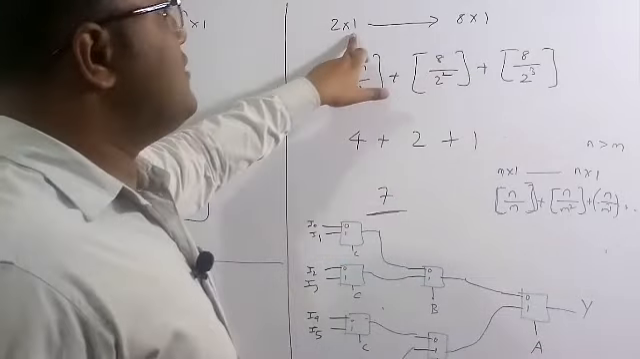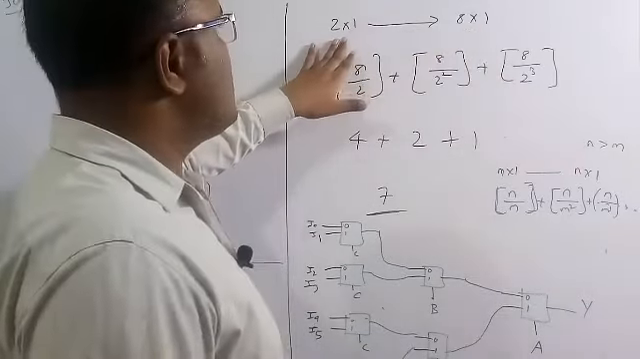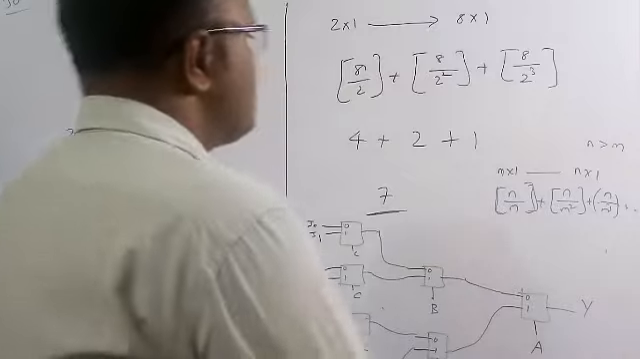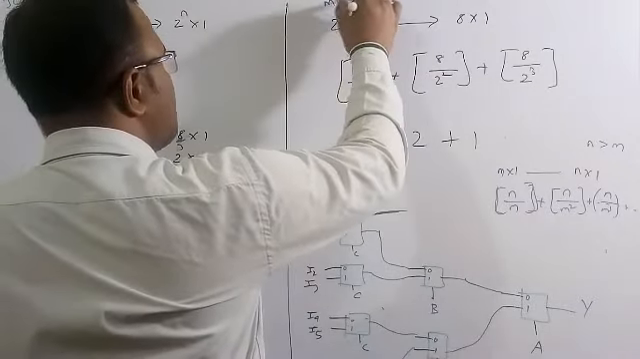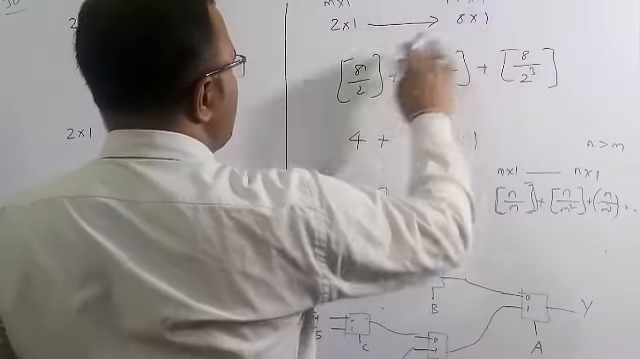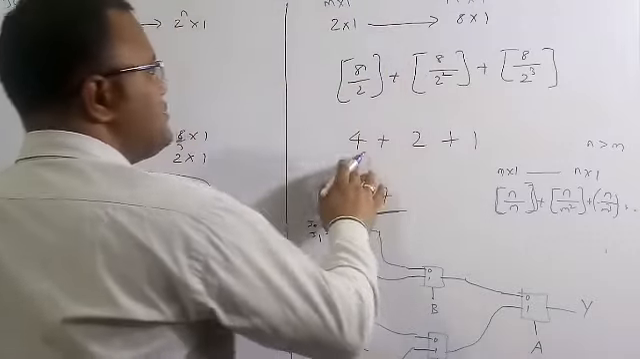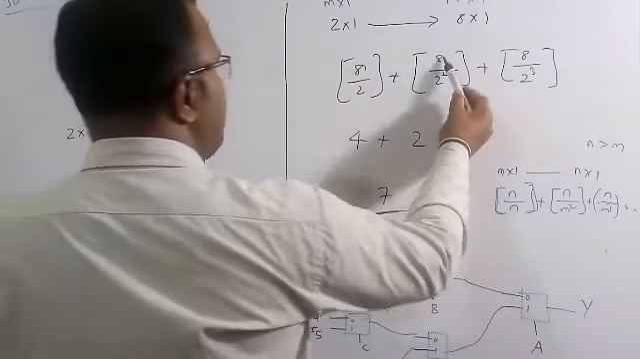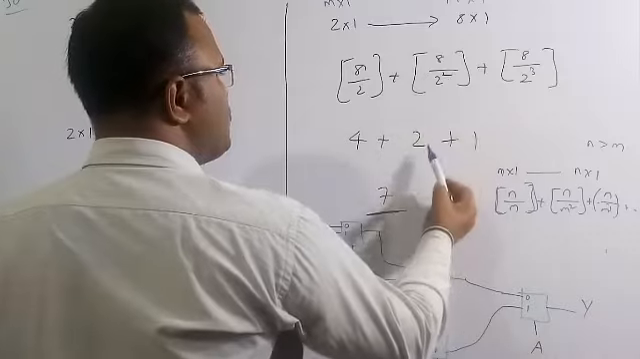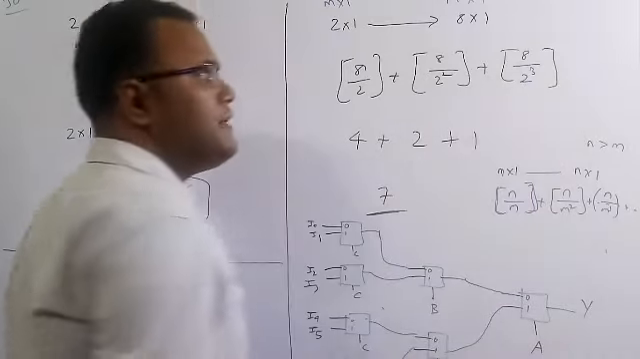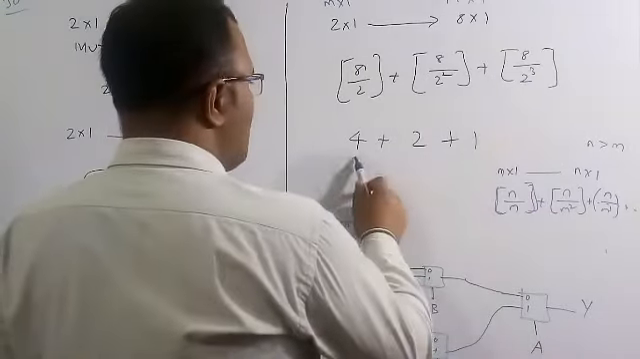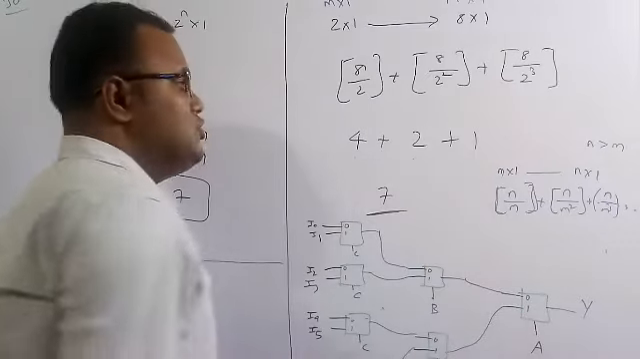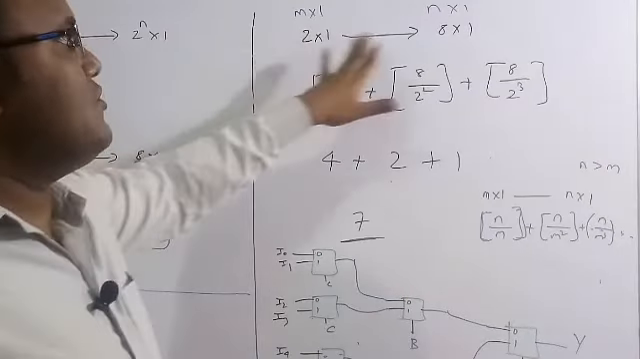So see here, 2 cross 1 muxes to implement an 8 cross 1 mux. This is the fashion of m cross 1. So 8 by 2, the quotient is 4. Similarly, 8 by 2 square, that is 8 by 4, the quotient is 2, and 8 by 2 cube means 8 by 8, the quotient is 1. So 4 plus 2 plus 1 is nothing but 7. So the total 2 cross 1 muxes required for an 8 cross 1 mux is 7.